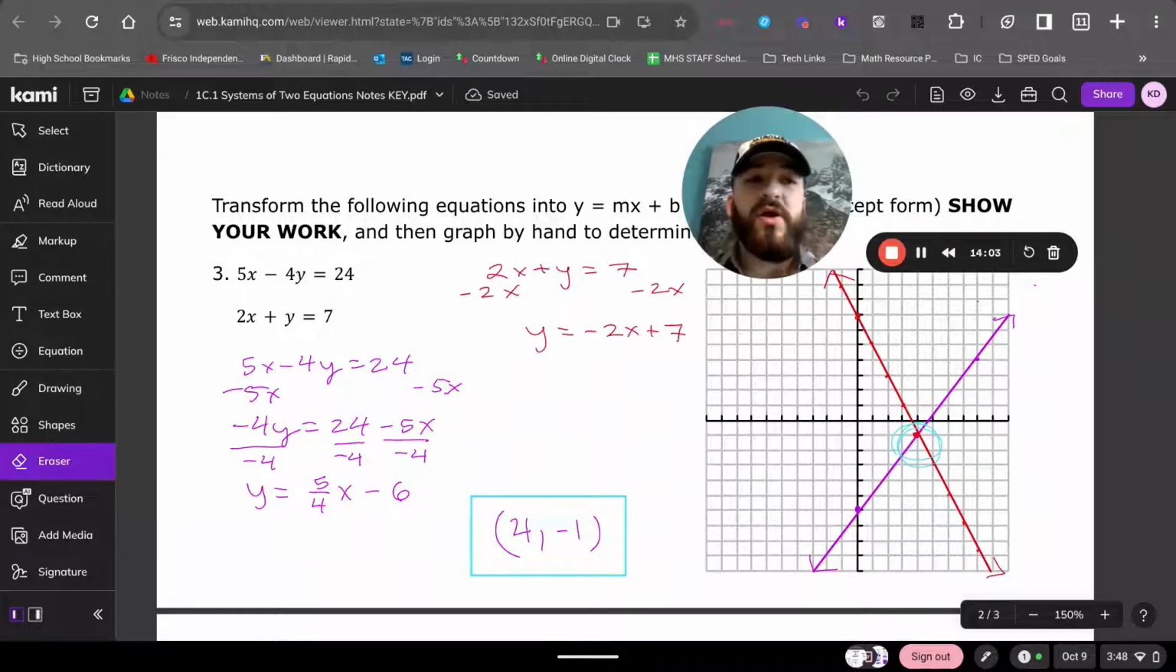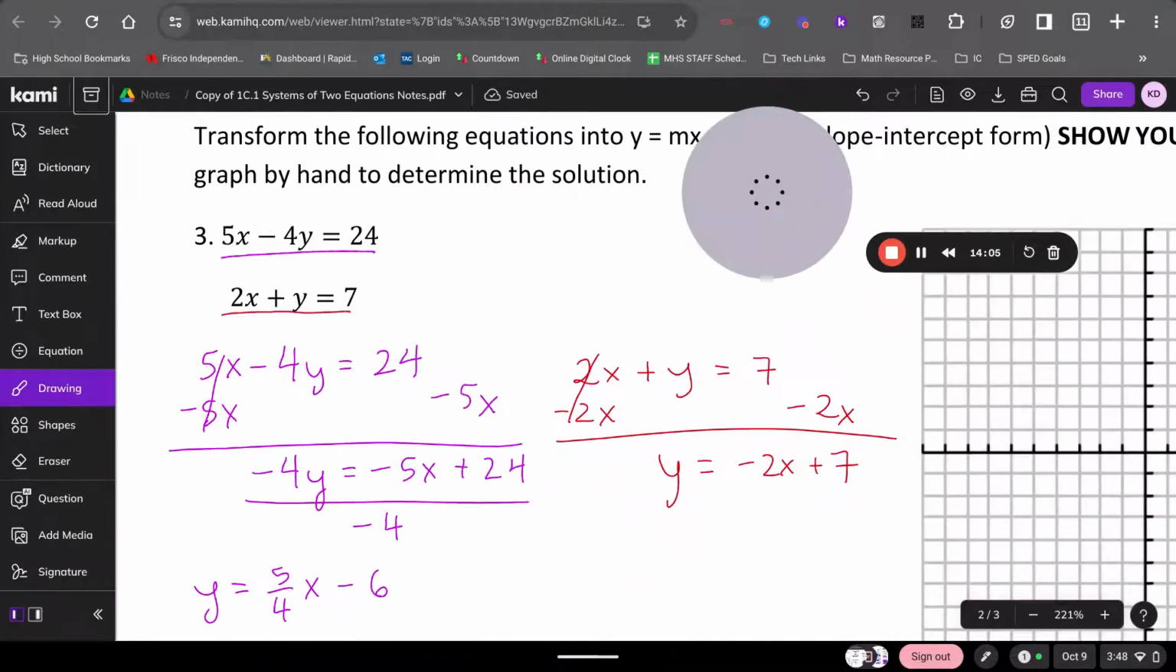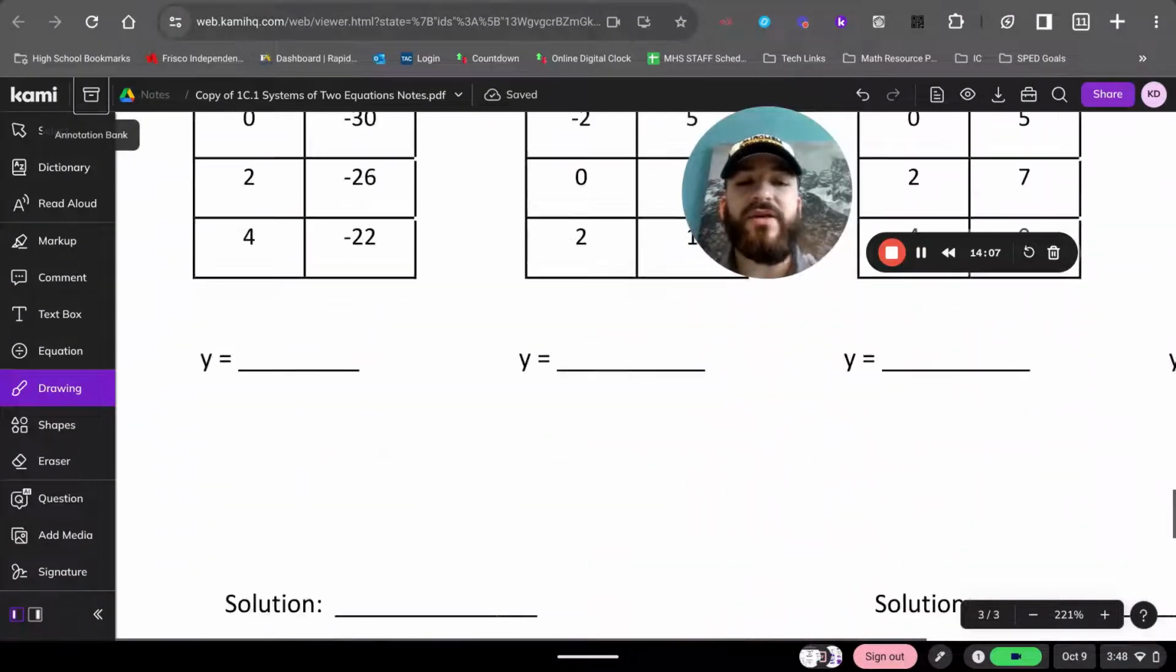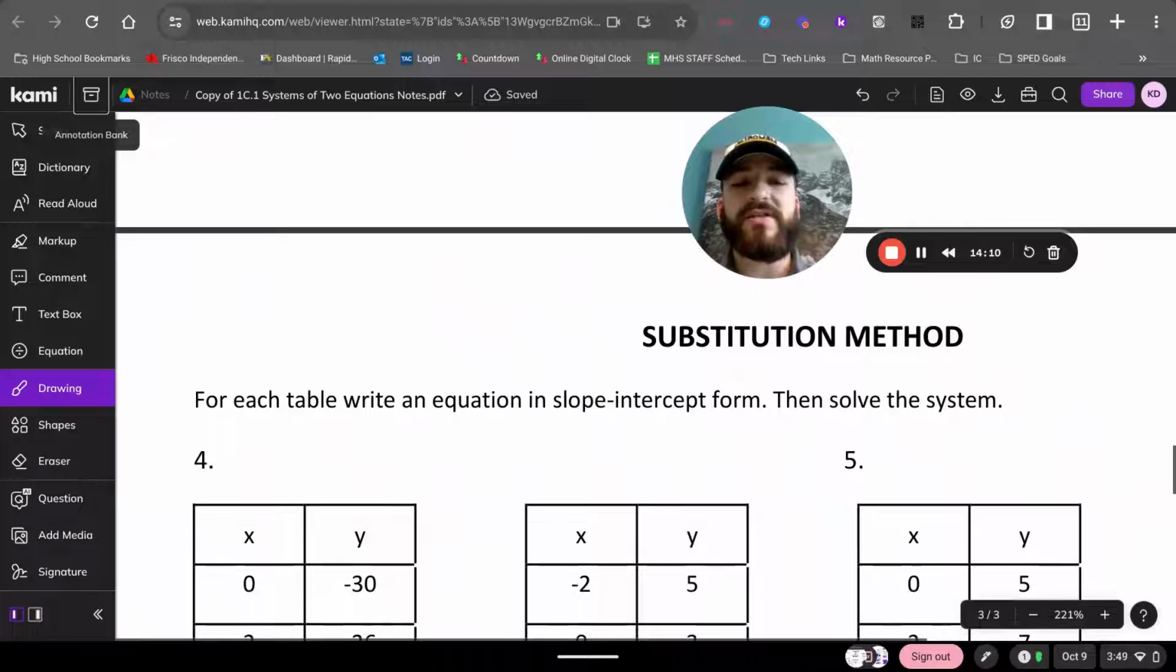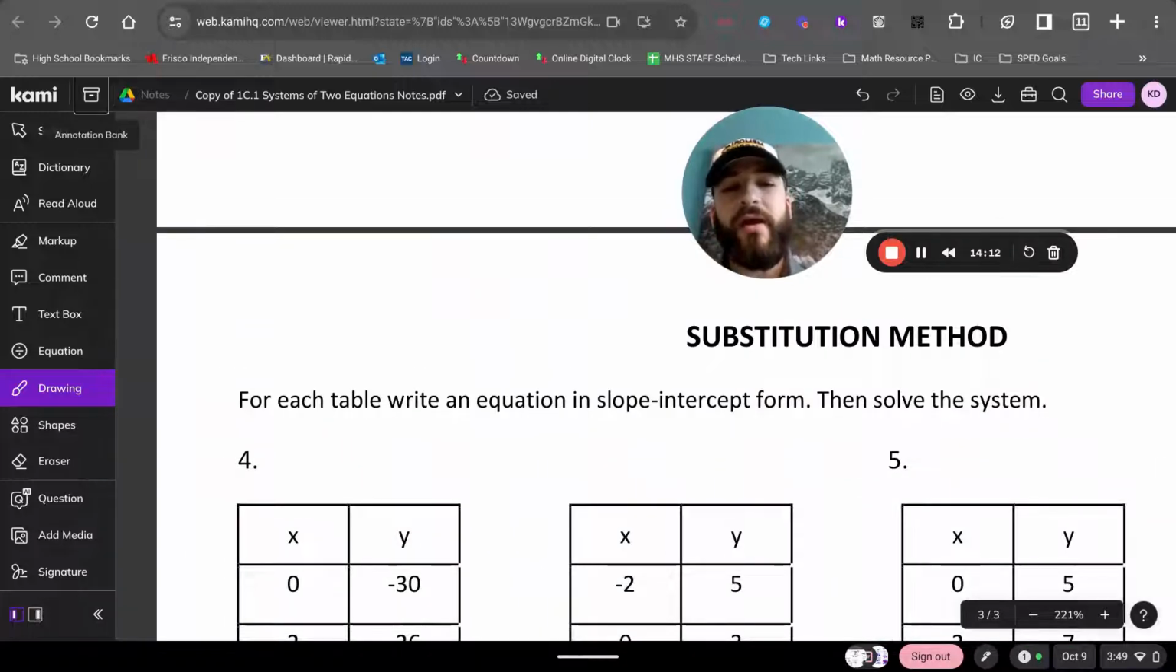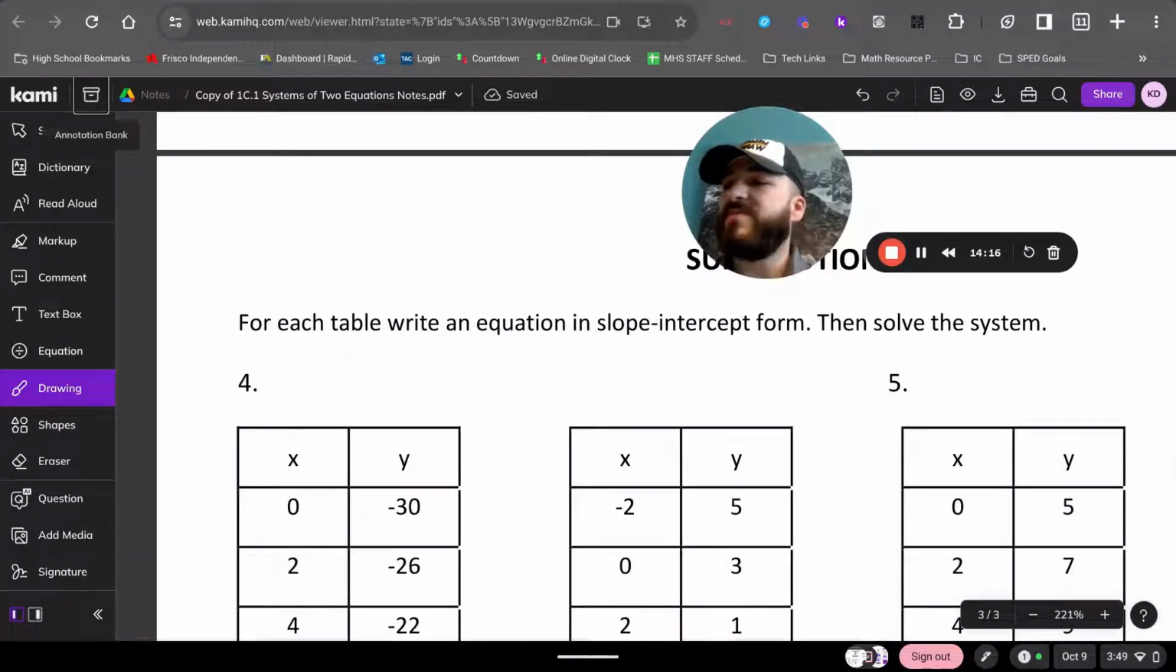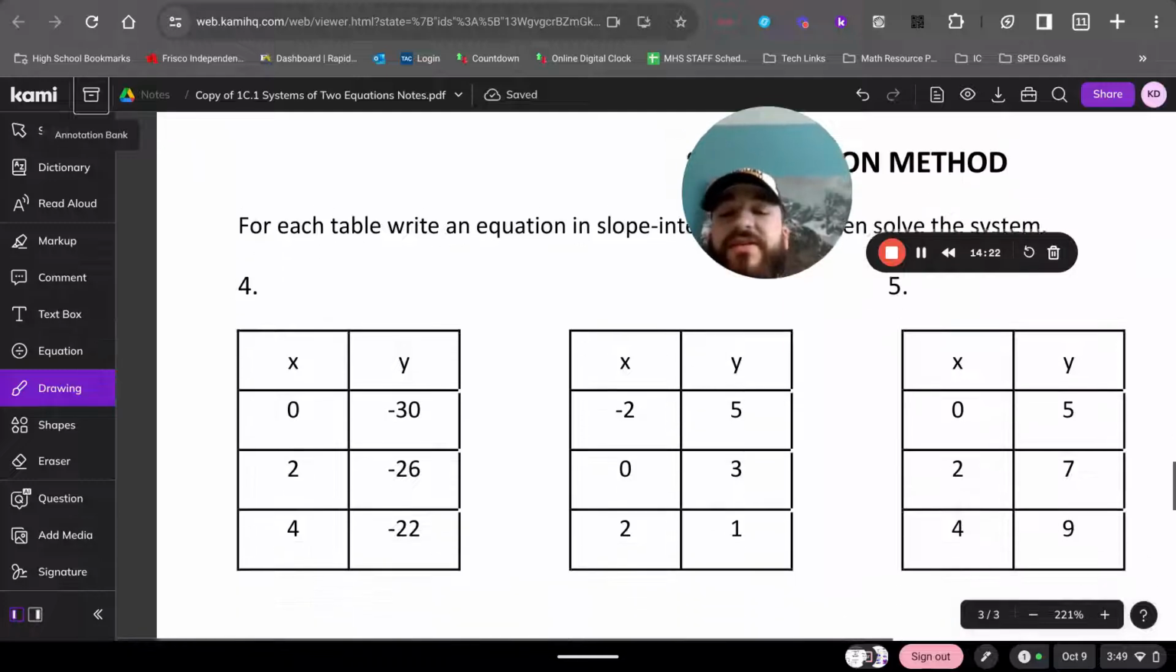Okay, so let's shift again, and we're going to talk about a slightly new solving method. We're going to talk about solving by substitution. And so for each of these, we're going to write a y equals mx plus b equation, and once we write that equation, we're going to use our substitution method to solve these. So let's look at our first table.